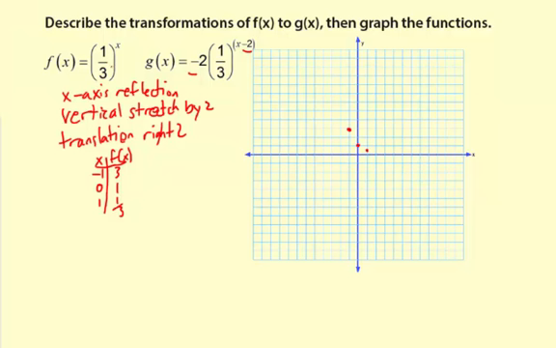Also, if you look at this function, you can see that it's an exponential, and the base is between 0 and 1. Exponent's positive. This means you have exponential decay. That means there's going to be a horizontal asymptote here along the x-axis. And when we draw our function, it's going to look like that, more or less.